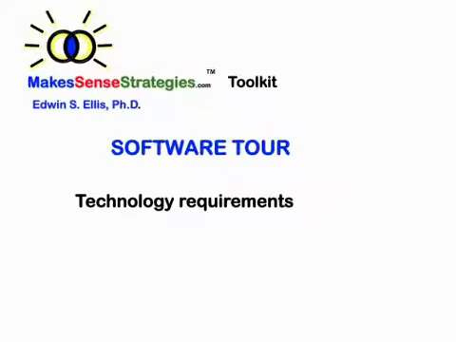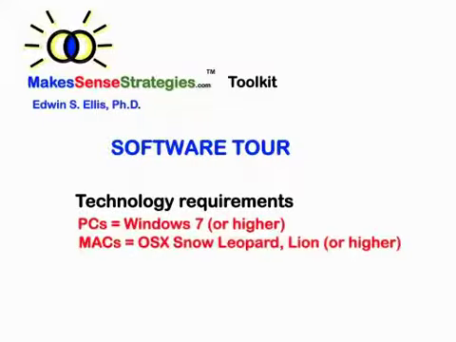Some technology requirements to use the software. Basically, if you've got a PC, you need to be using an operating system that's either Windows 7 or higher. Now, we'll work with lower versions of Windows, but not nearly as well. So really encourage you to use Windows 7 or higher. The software also works with Macs. So if you're using a Mac, you need OS X, either Snow Leopard or Lion, or something higher than that.